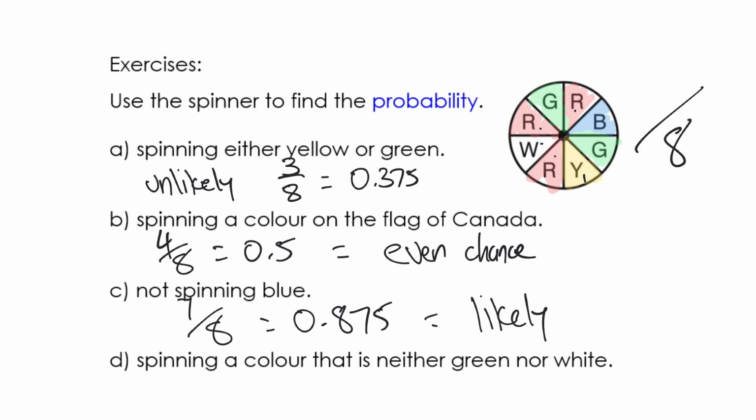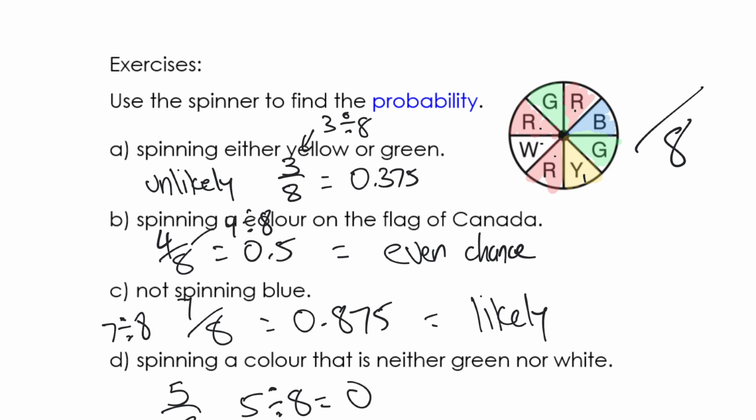Remember, all these decimals, you just do it on the calculator. So for this one here, 3 divided by 8. This one here, 4 divided by 8. This one here would be 7 divided by 8. Spinning a color that is neither green or white. So green and white make up 3, so there's 5. 5 divided by 8, 0.625. That number is pretty good.